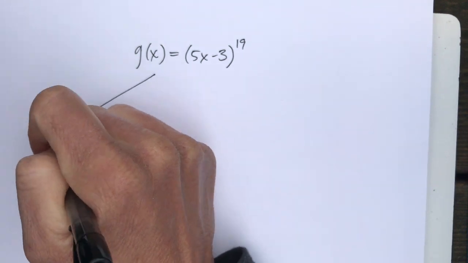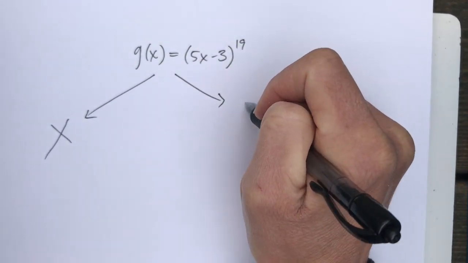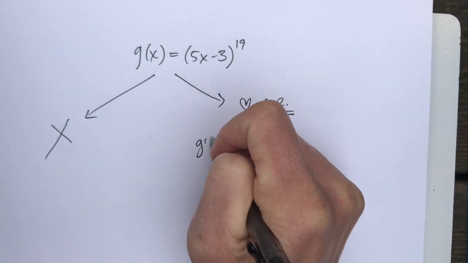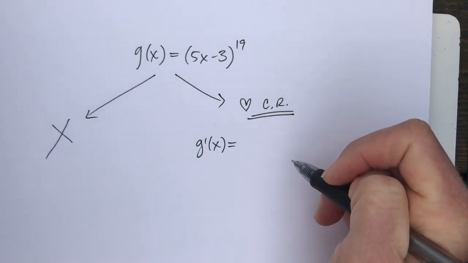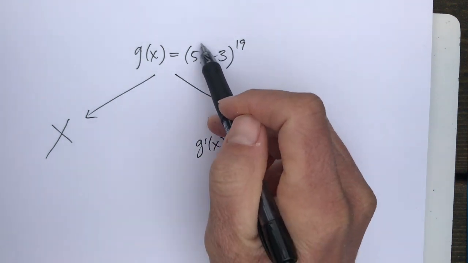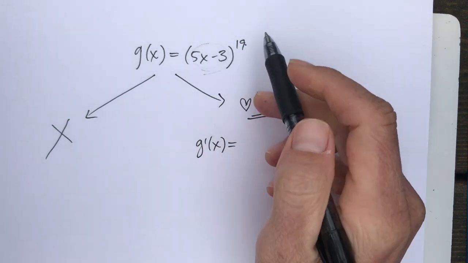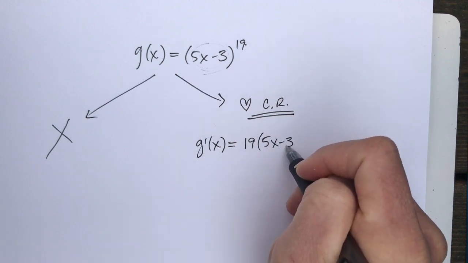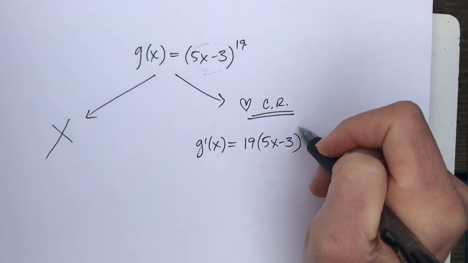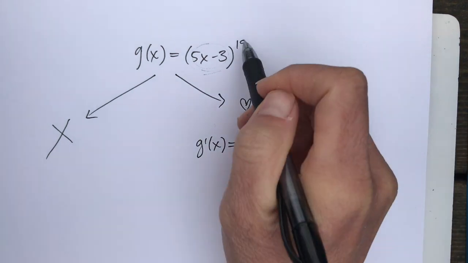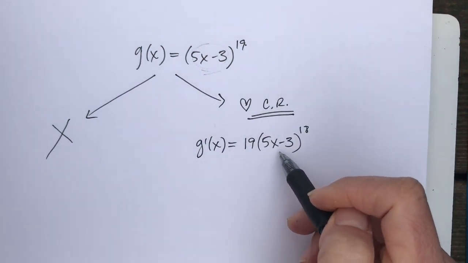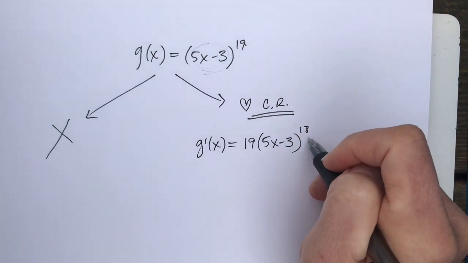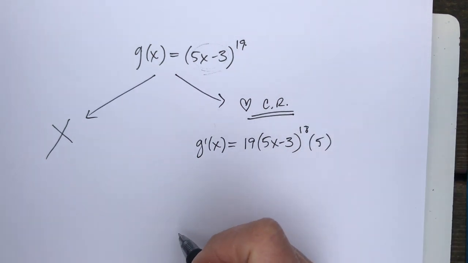But I don't want to live in a world where the chain rule doesn't exist, because I love the chain rule. And if I apply the chain rule here, I take the derivative of the outside function, which is something, this inside function, to the 19th power. So my chain rule is going to tell me it's 19 times 5x minus 3 to the 18th power. So I just took the derivative of the outside, 19 times my thing to the 18th power, and I multiply by the derivative of what's inside, times 5.